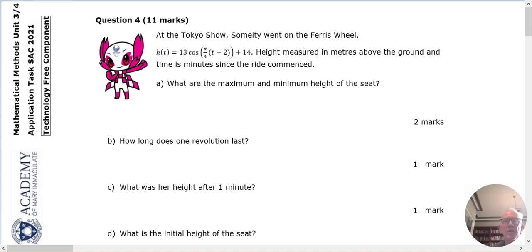Right, so this is question number 4 from the 2021 Methods Functions SAC. So we have this Ferris wheel, and this is the equation of the height of the Ferris wheel in meters above the ground in time minutes.